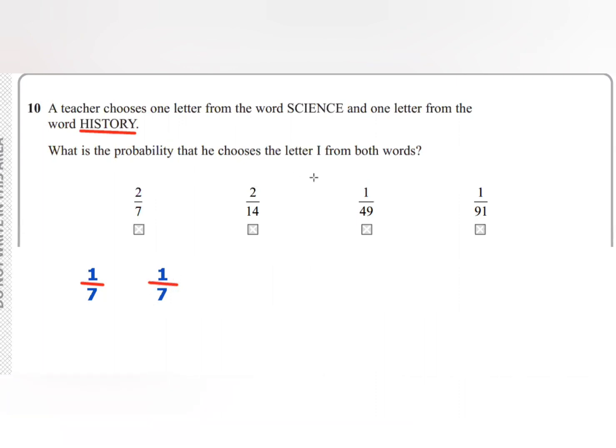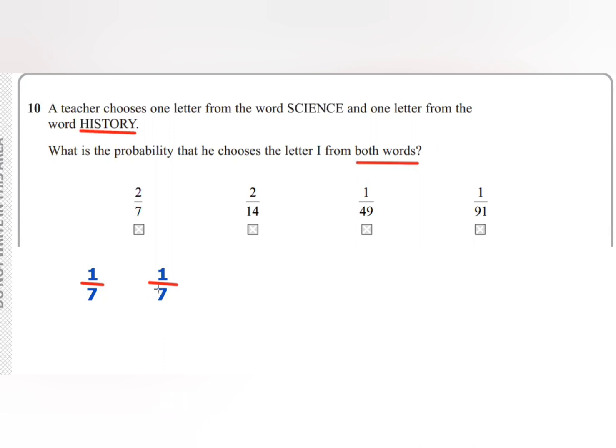And they want both words. And both words means what? It means that they are what? Very good. They are dependent events. It means if I choose I from history, I must choose I from science. So they are dependent events. They depend on each other.